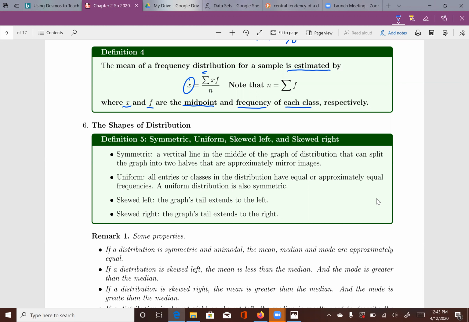And then you divide it by little n here. And little n is, again, the sum of all the frequencies. Little n is the sum of all the frequencies, and the sum of all the frequencies is just the sample size.